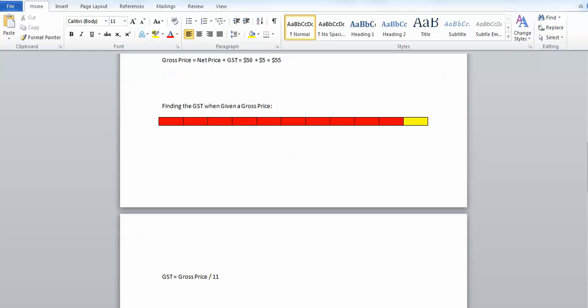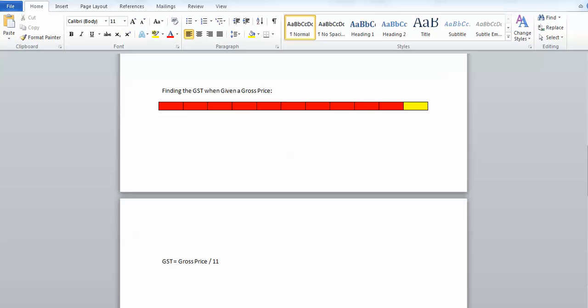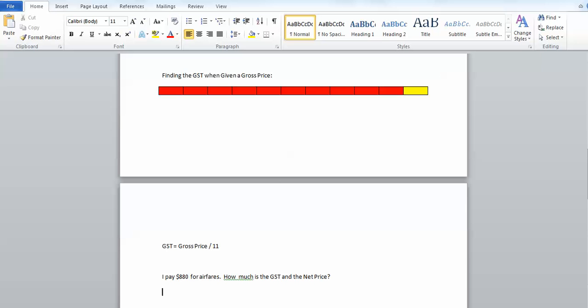Let's think about how this works for an actual sum. I pay $880 for airfares. How much is the GST and the net price? Well, let's start. We can calculate the GST because we know the GST equals the gross price divided by 11, which is going to equal 880 divided by 11, which is $88.